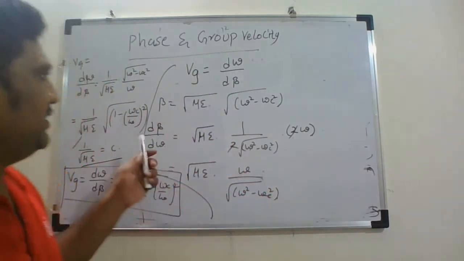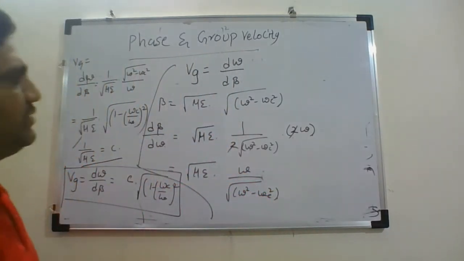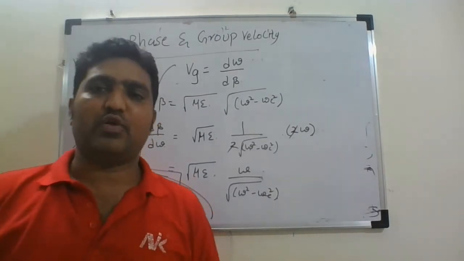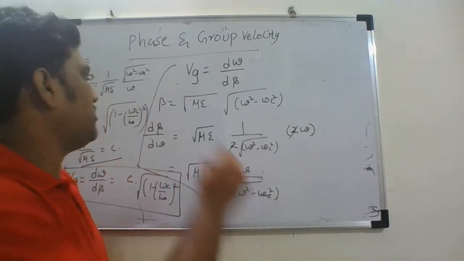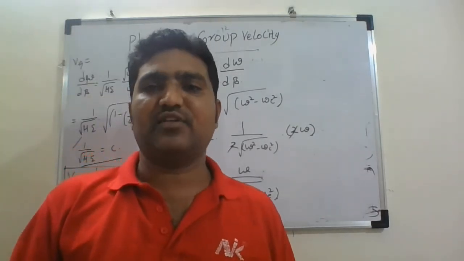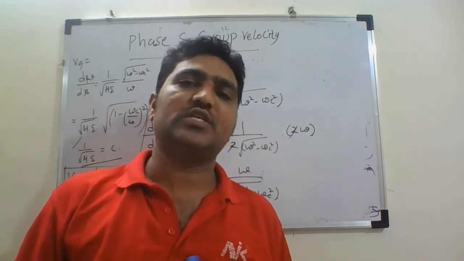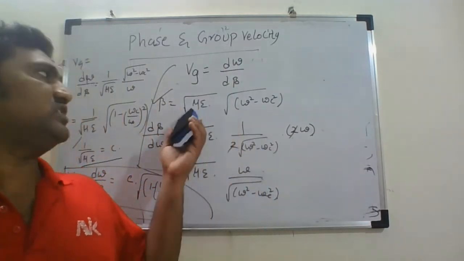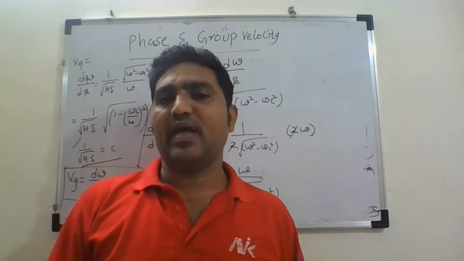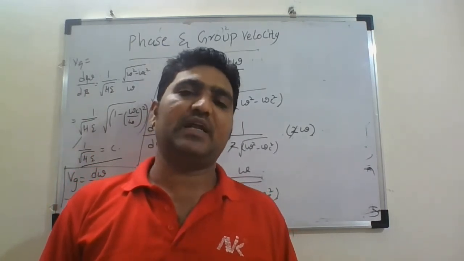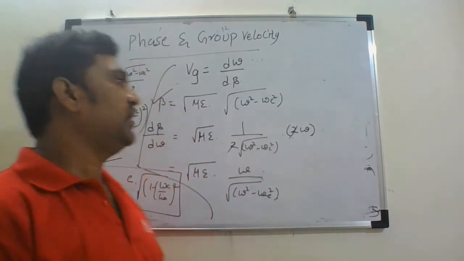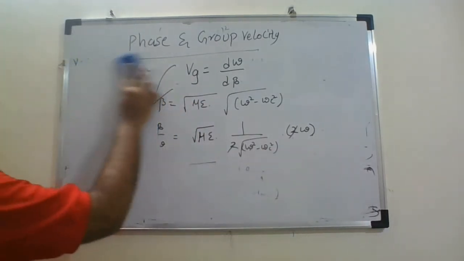Okay, in both cases, whenever we are calculating the phase velocity or group velocity, the point we have to understand is that we have used the relation of beta directly. But in exams, whenever long questions are asked, we have to derive this beta first, and then use this beta value to derive the group and phase velocities.